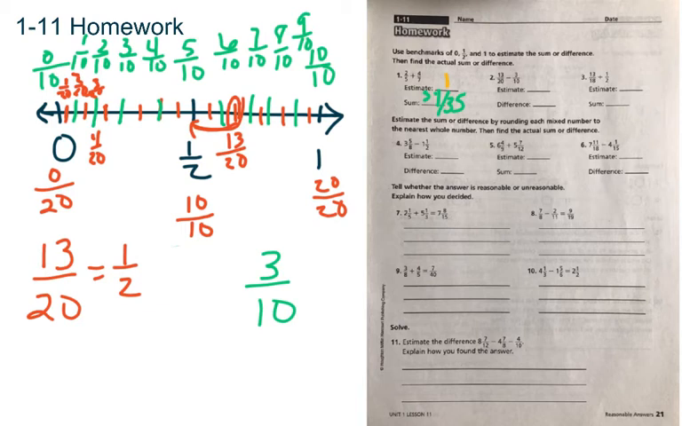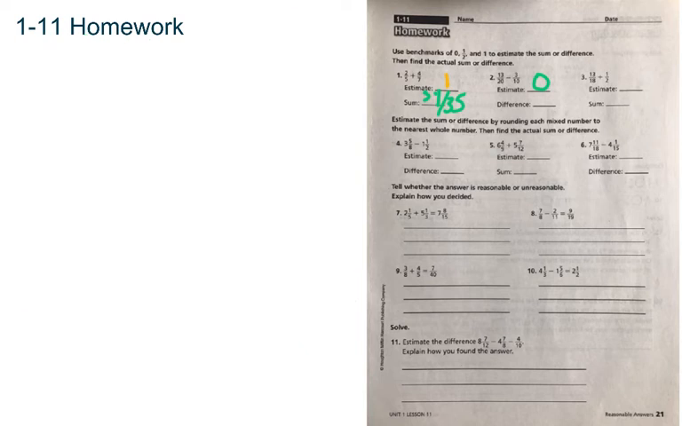3/10, okay, 3/10 is going to be closer to a half than it is to 0. So 3/10 is going to be estimated to be a half. And in number 2, we're estimating to find the difference, which means subtraction. So a half minus a half is going to be 0. So the estimation is going to be 0. Now we have to actually find the difference.